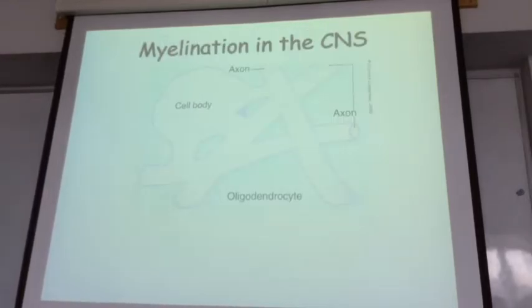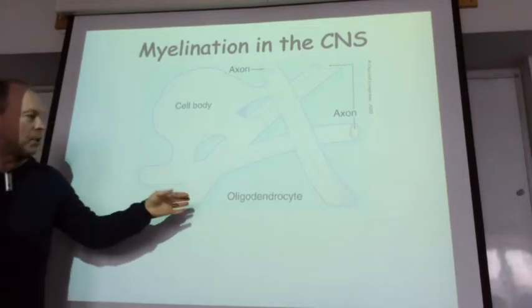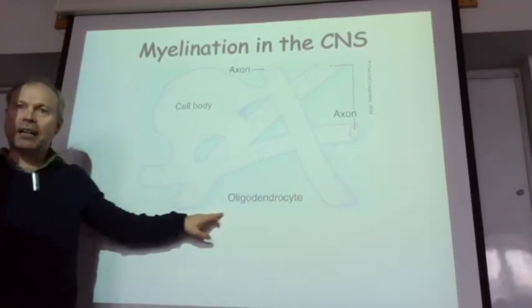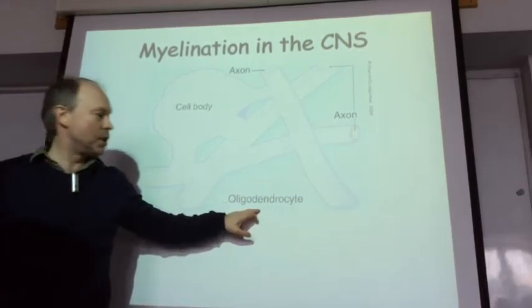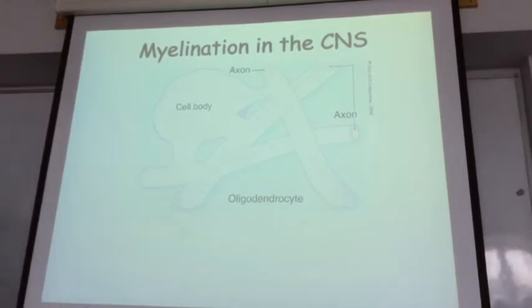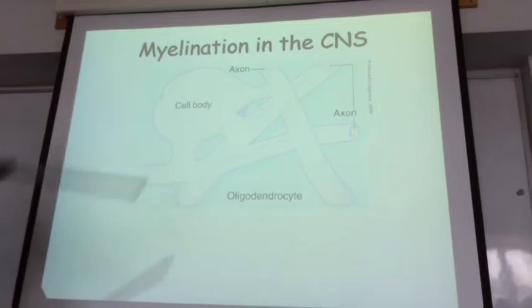And this is just a slide to indicate, and it's another good short answer question, that in the central nervous system, myelin is laid down around nerves by oligodendrocytes. In the central nervous system, within the brain, oligodendrocytes. It's only Schwann cells in the peripheral nervous system. In the central nervous system, it's done by oligodendrocytes, which serve the same function as Schwann cells.